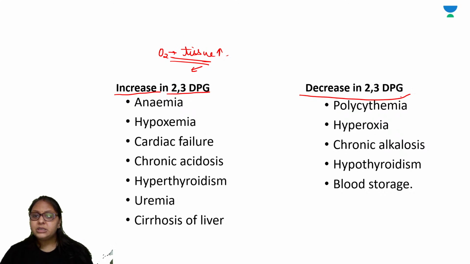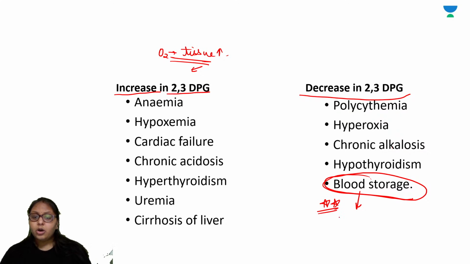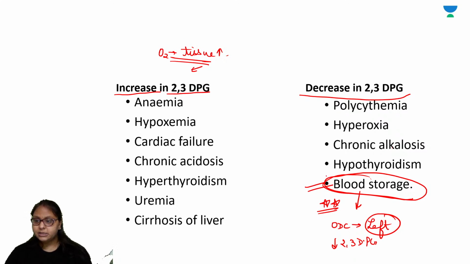Decrease in 2,3-DPG is seen in polycythemia, hyperoxia, chronic alkalosis, hypothyroidism. Remember, it is also seen in blood storage. So in blood storage, the ODC is shifted towards which side? It is shifted towards the left because of the decrease in 2,3-DPG level. This is the question which is most frequently asked.